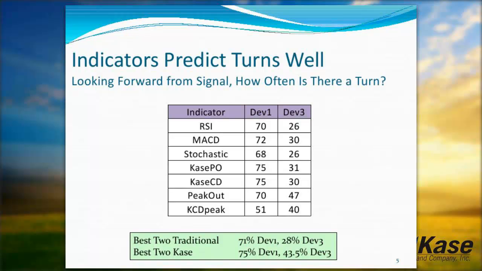Now, this study goes back a few years, and we update it every couple of years. But the first question that we really asked was how well do indicators predict turns? So if I have a divergence, or a KCD peak, or a peak out, how often do we hit Dev1 or Dev3? Dev1 being a 1 standard deviation move of the average true range over the last 30 bars, and Dev3 being a 3.6 standard deviation move.